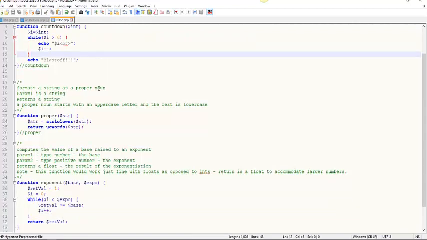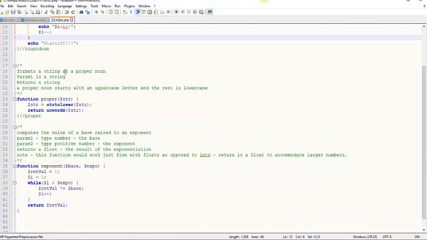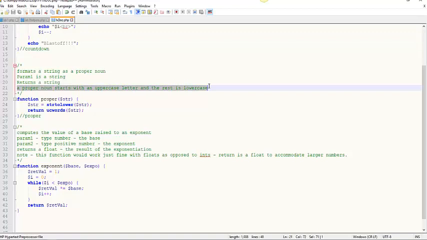All right. The next one is that proper function. So it formats a string as a proper noun. Param1 is a string, returns a string. A proper noun starts with an uppercase letter and the rest is lowercase. So this is kind of an optional thing, but I know perfectly well that people don't know what proper nouns are. Well, some don't. So I thought it was worth explaining what that is.